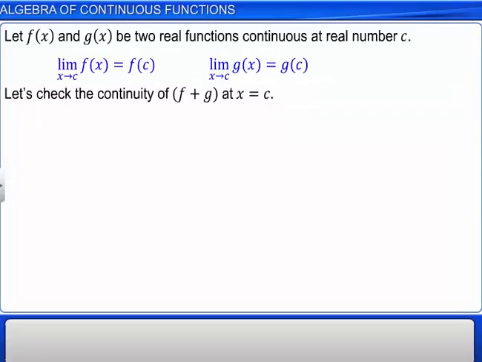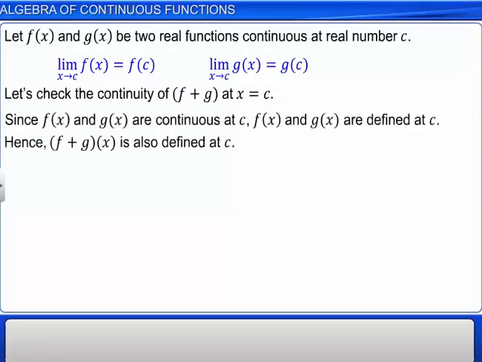We are given that f of x and g of x are continuous at c, which implies that both f and g are defined at c, and hence their sum is also defined at c. Now, let's find the limit of f plus g of x as x approaches c.